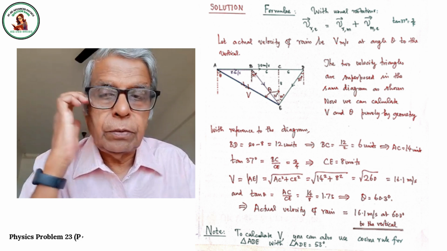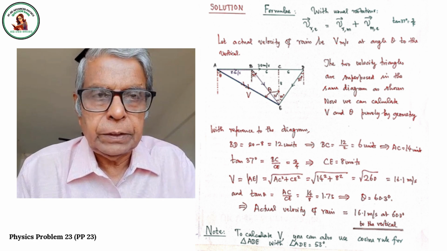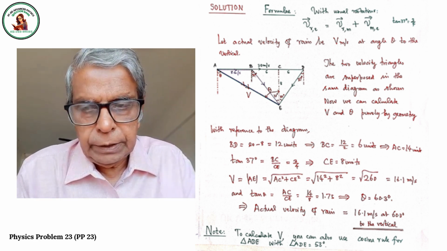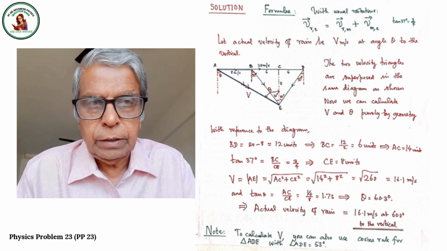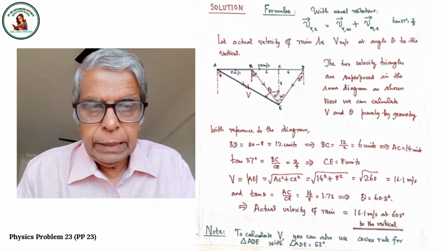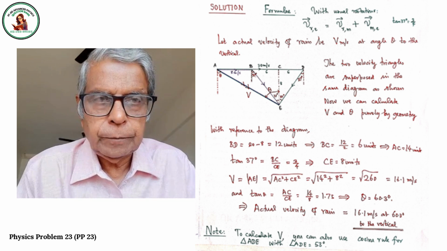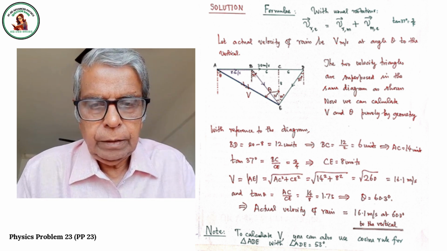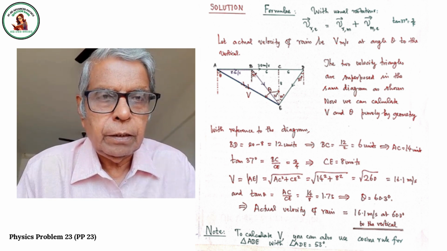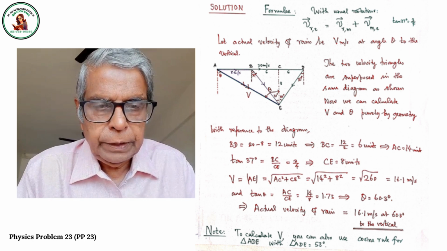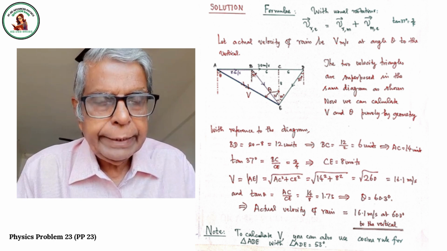In this problem also, we are applying the velocity triangle concept, just like in the previous question. Here we are using the vector relationship that the velocity of rain relative to earth, which is the actual velocity of the rain, is equal to the velocity of rain relative to the man plus the velocity of man relative to the earth.